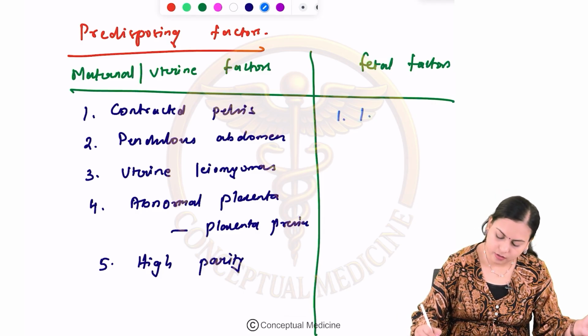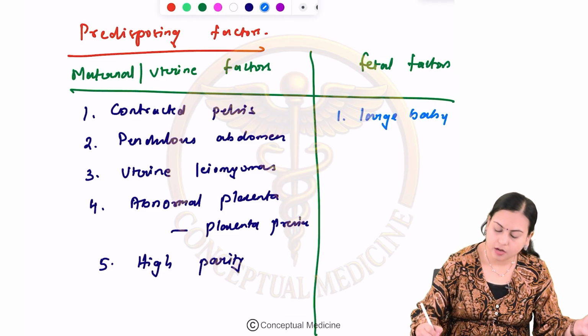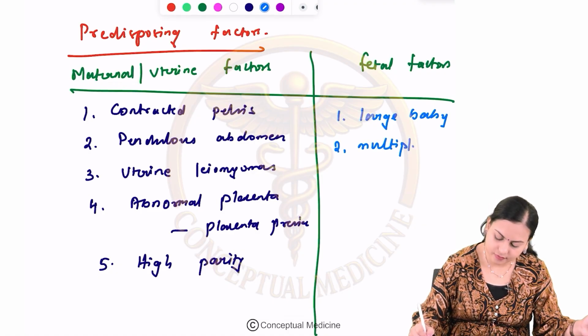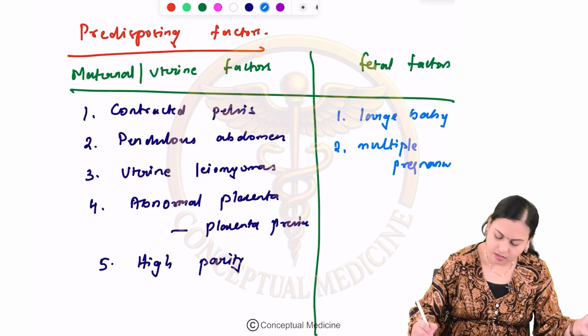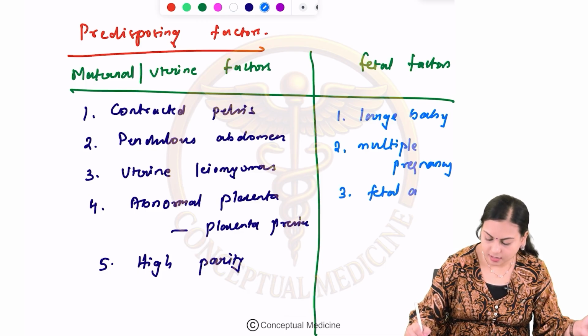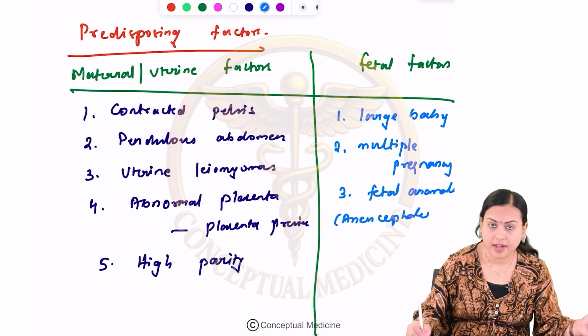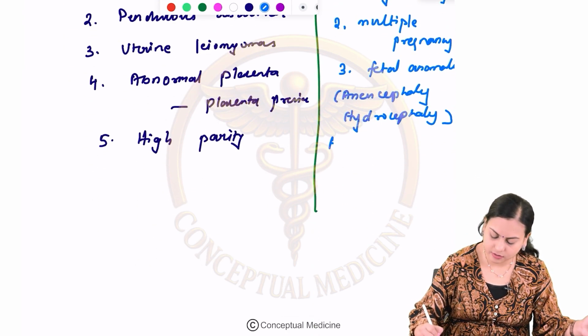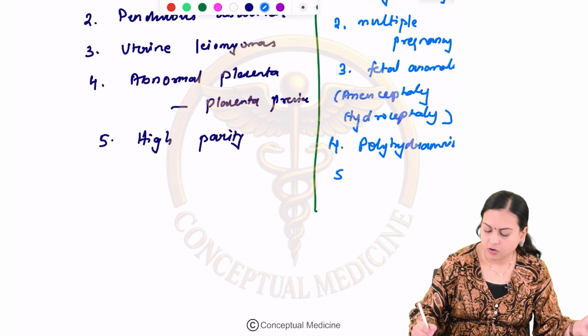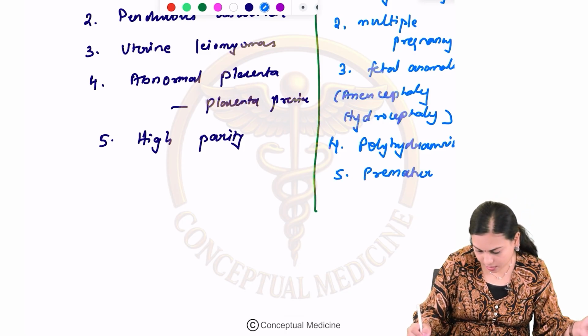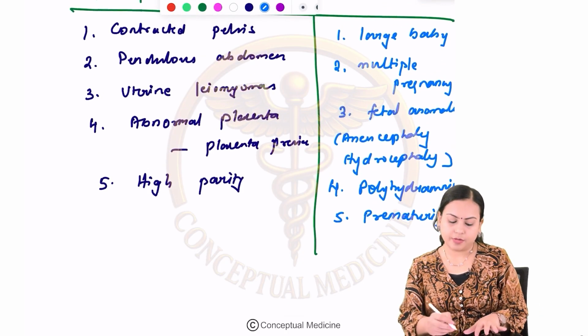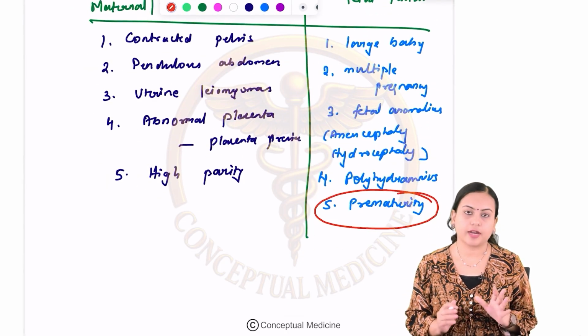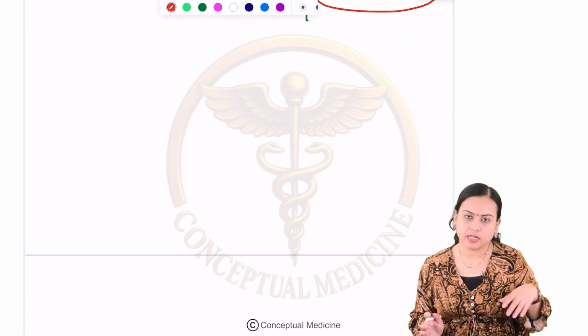Fetal factors include large baby, multiple pregnancy, fetal anomalies like anencephaly or hydrocephaly, polyhydramnios, or prematurity. But among all these fetal factors, prematurity is the most common cause for any type of malpresentation. Just keep that in mind, right?